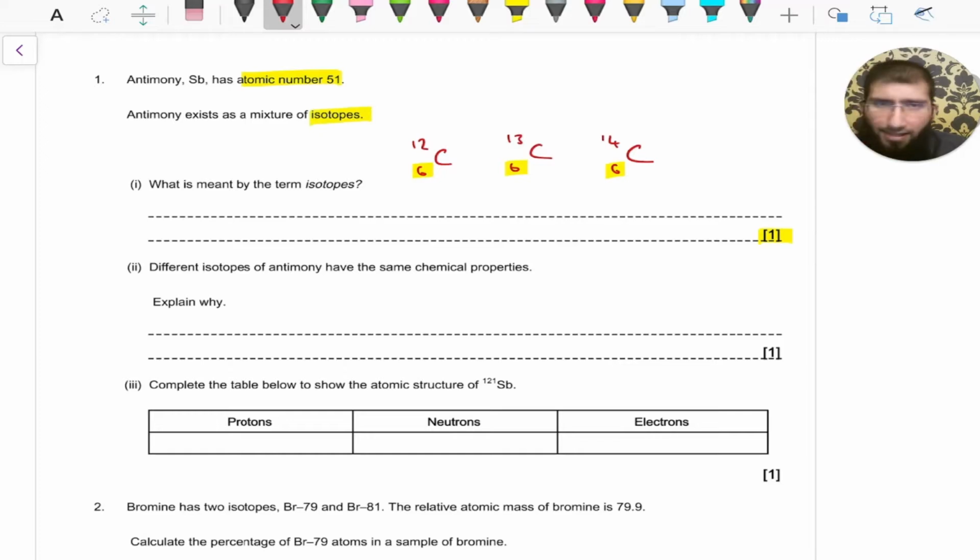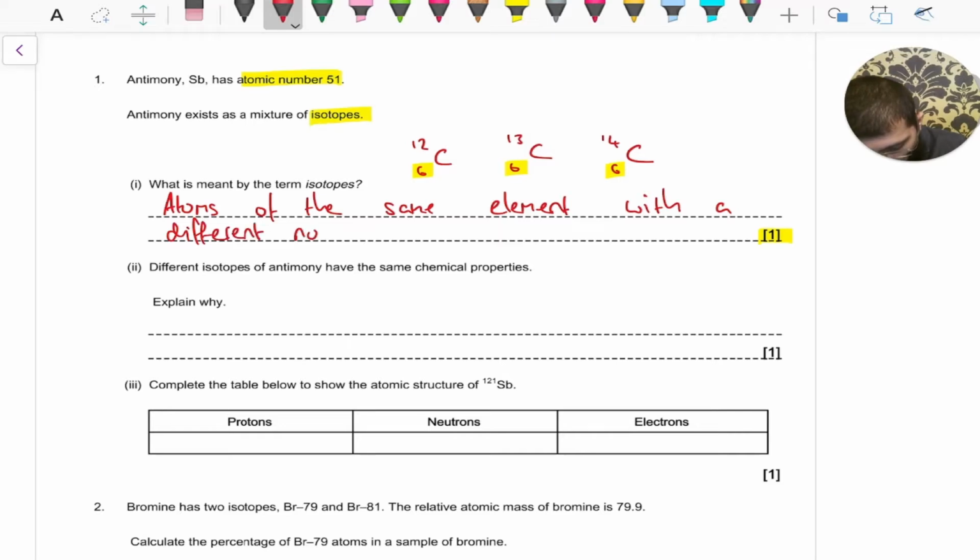So we're going to start off by answering: atoms of the same element with a different number of neutrons. Now, many of you will feel that, you know what, that's fine. And to be fair, it is.